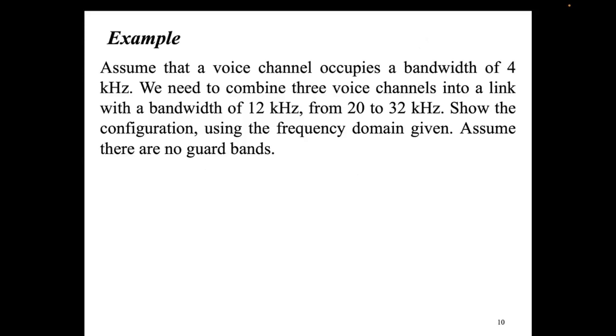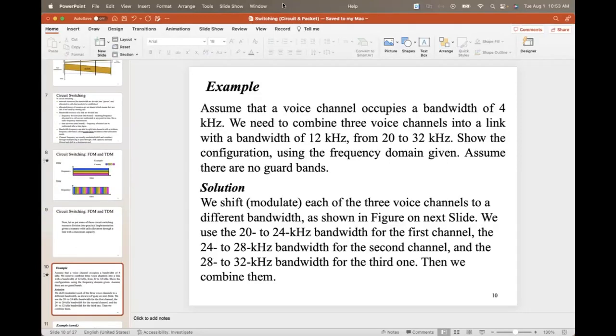The first scenario here is, assume that you have a voice channel that occupies 4 kilohertz bandwidth. So you've got some voice channels that occupy a bandwidth of 4 kilohertz. Now you need to combine them. You will need to modulate or multiplex them into 3 voice channels so they can be passed through a given link. And that given link has a bandwidth of 12 kilohertz. So now let's put it into perspective. Let me open my drawing pad and then we can see if we can put it into perspective over here.